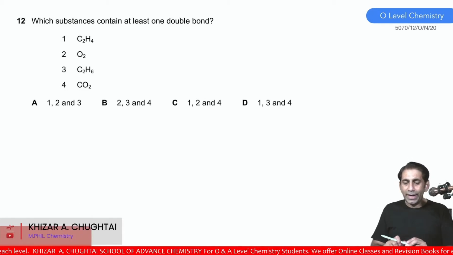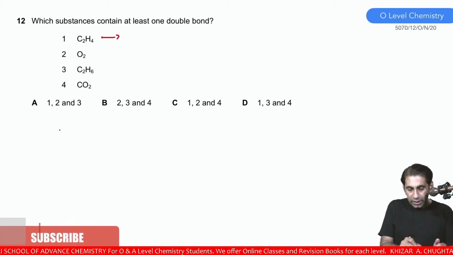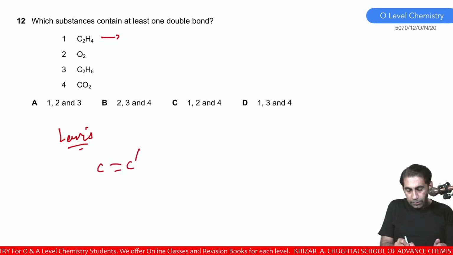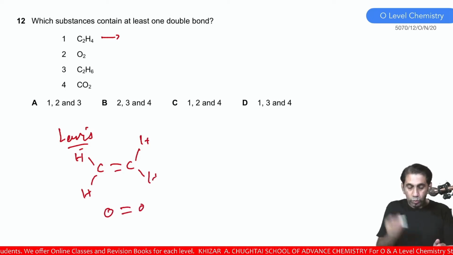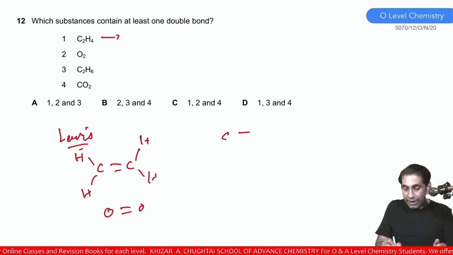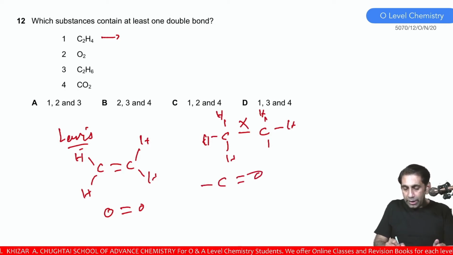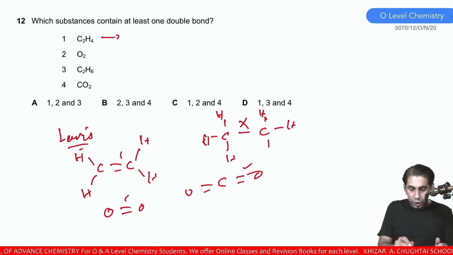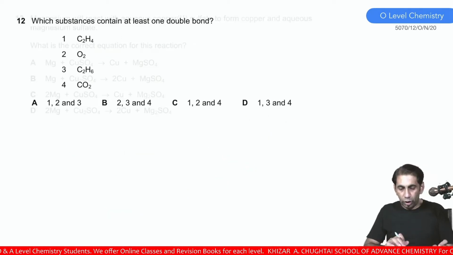Which substance contains at least one double bond? At least one, I mean, it may have more than one. I'm going to write the Lewis structure of C2H4. You can see the displayed formula. It has one double bond. O2 has one double bond. C2H6 has 2 carbons, with 3 hydrogens on each carbon, so it does not have any double bond. And CO2 has 2 double bonds. So 1, 2, 4. C is the correct option in this case.